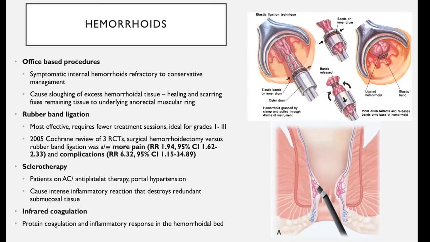If patients are still symptomatic after initial conservative treatment, really the next step for hemorrhoid treatment is our office-based procedures. So these all typically cause sloughing of excess hemorrhoidal tissue. Healing and scarring then fixes the remaining tissue to the underlying muscular ring. Rubber band ligation is really the mainstay here. So it's the most effective and requires fewer treatment sessions than some of the other office-based procedures, and is typically used for grades 1 through 3.